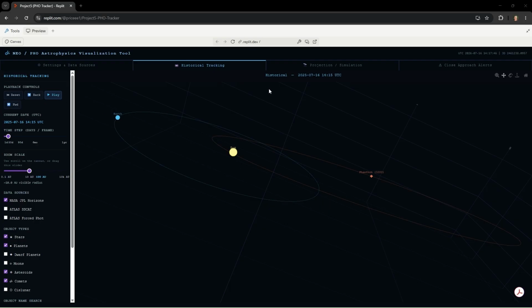So when I play the historical tracking for this, we will see how the Earth crosses through the orbital path of that asteroid, which left behind fragments right there. So we can see right where I paused it, around November and December, where the Earth's orbit passed right through the orbit of that asteroid.